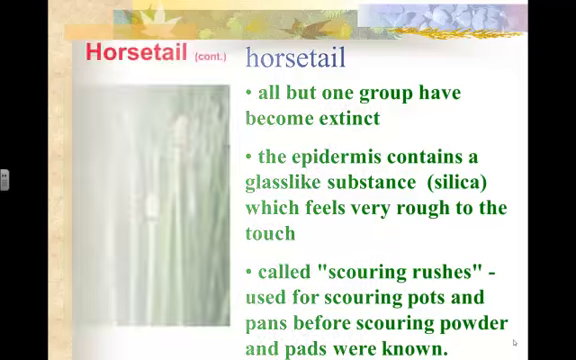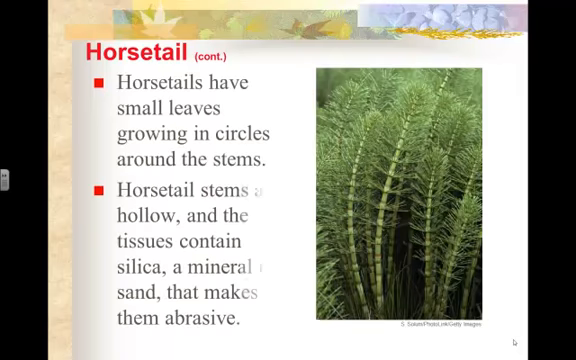So that's quite unique. Here's another example showing you it with the actual leaves on it. So horsetails have small leaves that grow in circles around the stem. And horsetail stems are hollow, and they contain tissues which contain the silica. It's a mineral in sand that makes them very abrasive, so they could actually do a pretty good job of scrubbing the pots and pans.